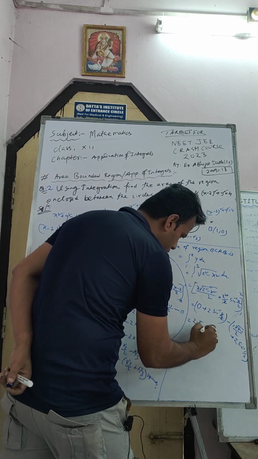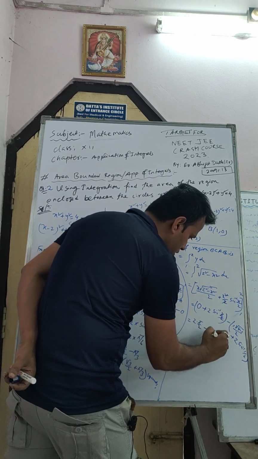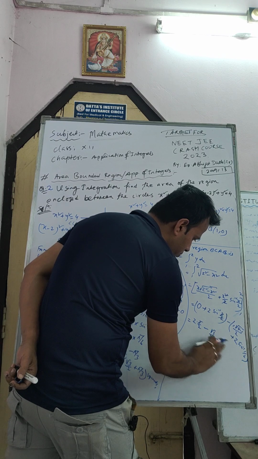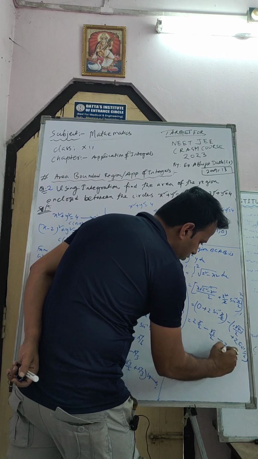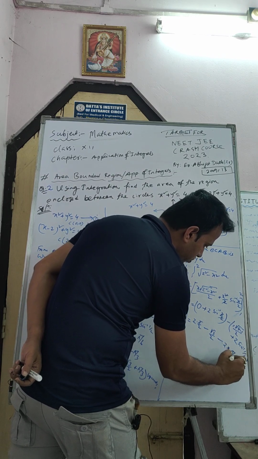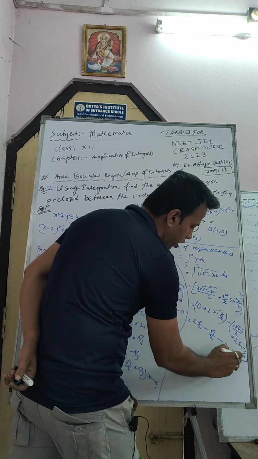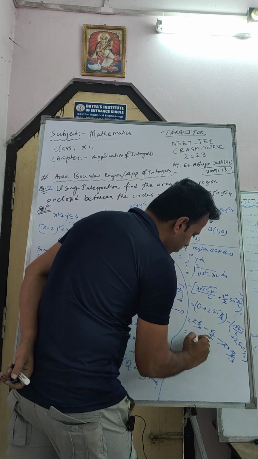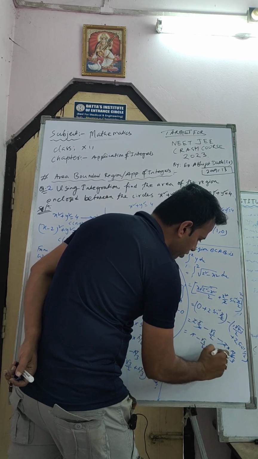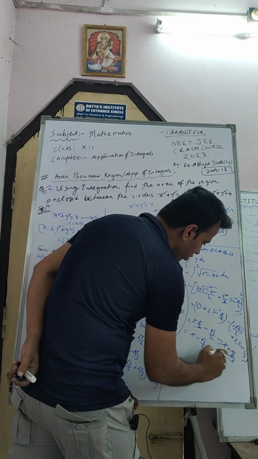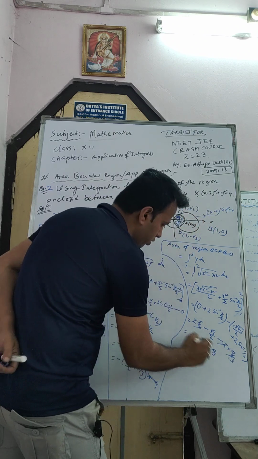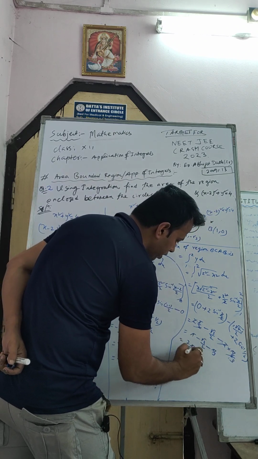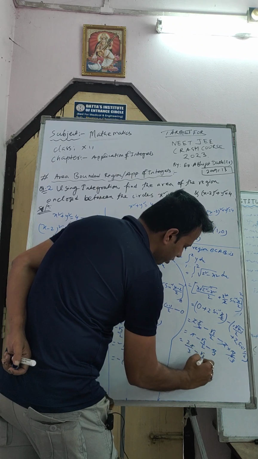It will be pi by 2 minus, it will be root 3 by 2 minus, it will be 2 into sin inverse 1 by 2 is what? Pi by 6, 30 degree. So this one will be cancelled. So total pi minus root 3 by 2 minus pi by 3. So if I take LCM here, it will be 2 pi by 3 minus root 3 by 2.